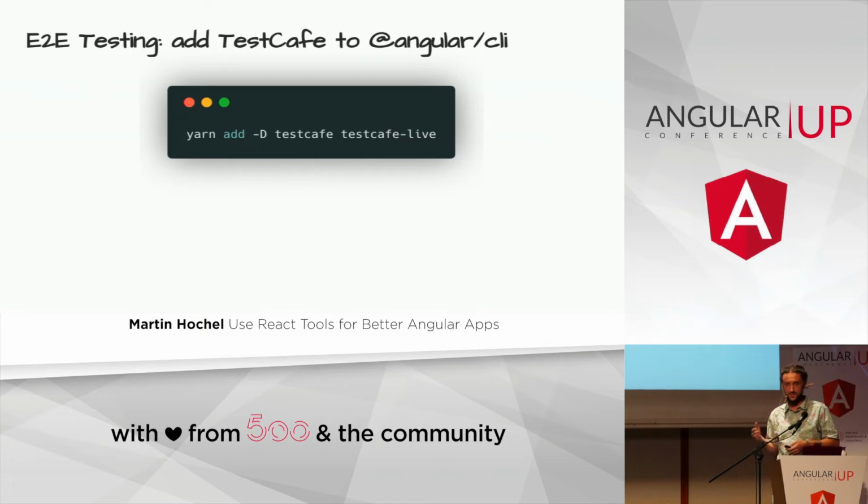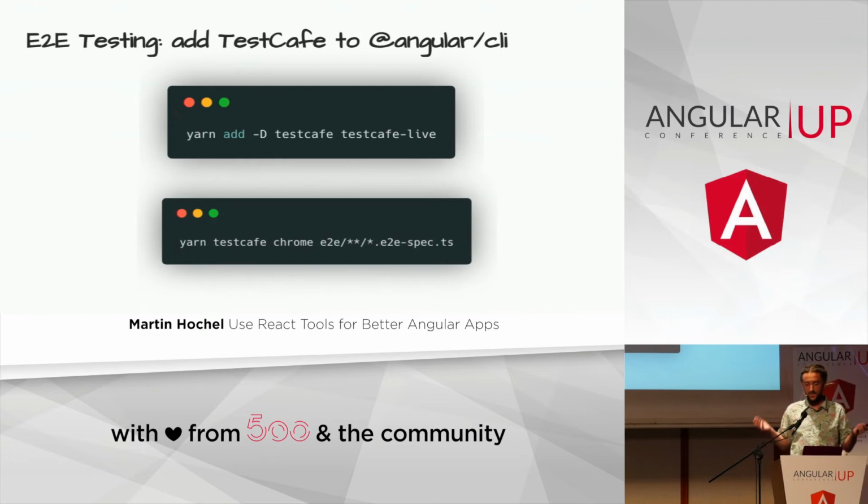Again, how to incorporate it with CLI. You just install TestCafe or TestCafe Live, which uses the watch mode for writing your tests. So you have very nice feedback when you're writing it. And then you just run yarn testcafe, you provide the browsers and the glob pattern. And that's it. Zero configuration. It works.